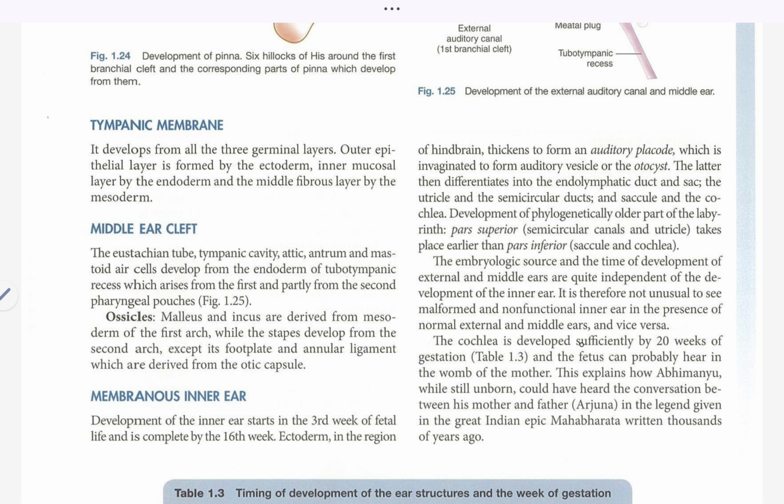The cochlea is developed sufficiently by 20 weeks of gestation, and the fetus can probably hear in the womb of the mother. This explains how Abhimanyu, while still unborn, could have heard the conversation between his mother and father Arjuna in the legend given in the great Indian epic Mahabharata, written thousands of years ago.